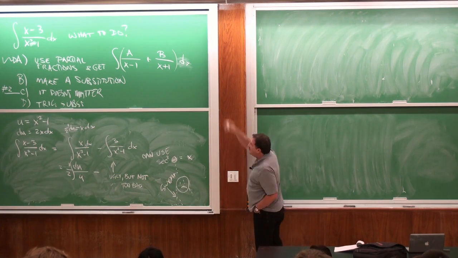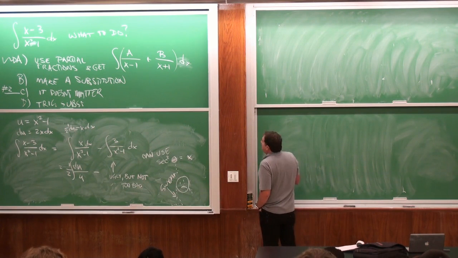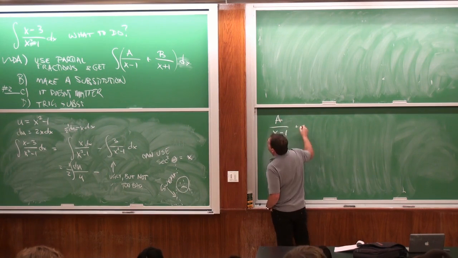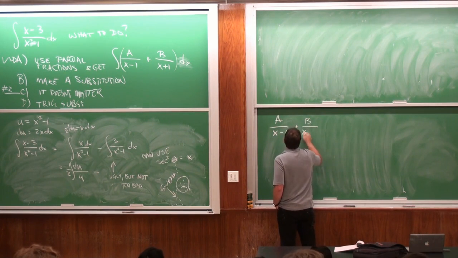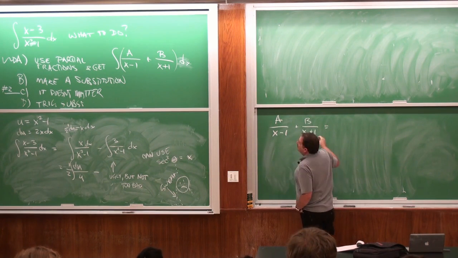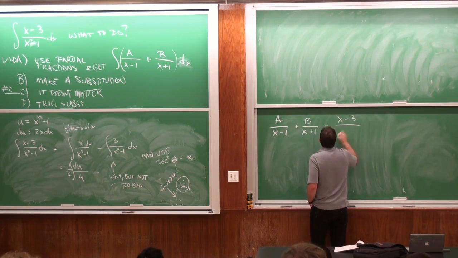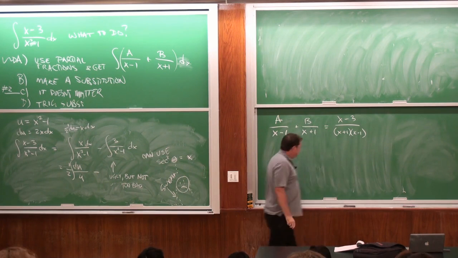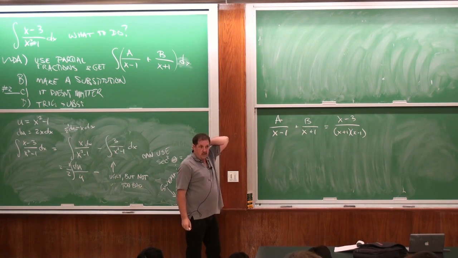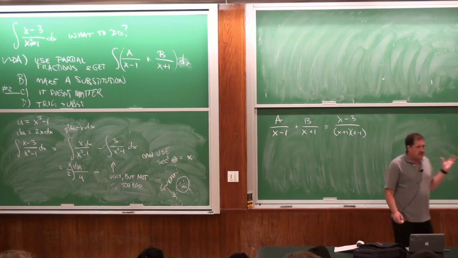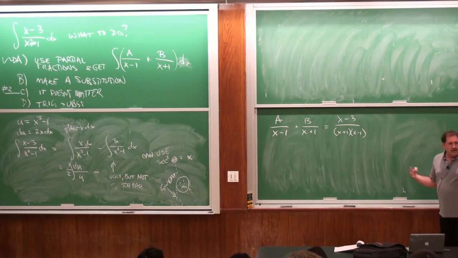So the way that most of you want to do is we just use partial fractions. So, just to remind you, I just need to solve the little algebra problem, a over x plus 1 plus b over x minus 1 equals x minus 3 over x plus 1 times x minus 1. And so I want to solve this little algebra problem and figure out what a and b are. And I can either do this by cross-multiplying and getting two equations.